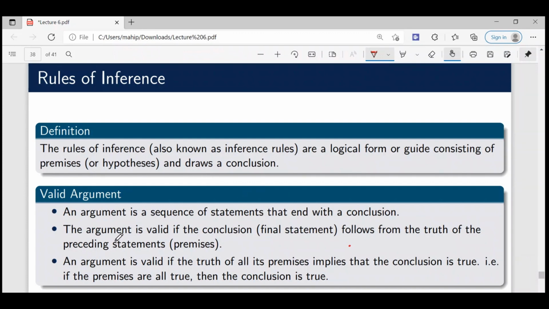We'll say the argument is valid if the conclusion, or the final statement, follows from the truth of the preceding statements. So if we can successfully derive the conclusion, then we'll say that our argument is valid. In other words, if all the premises are true, then the conclusion is true. We are trying to verify this. Okay, so now, before we formally see the rules of inference, let's try to relate this to the real world.